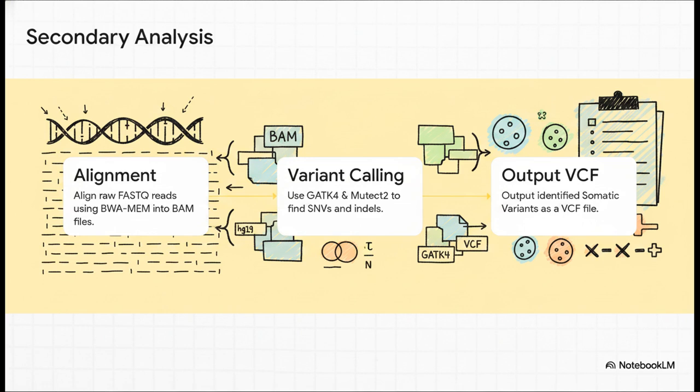Then, in Step 2, our algorithmic spell checkers, specifically GATK4 and MuTect2, step in to identify somatic single nucleotide variants and indels. They do this by comparing tumor samples directly against normal controls. Finally, in Step 3, these isolated variants are packaged up neatly into a VCF, or variant call format file. Just like that, we've successfully gone from raw strings of letters to a highly focused list of mutations.